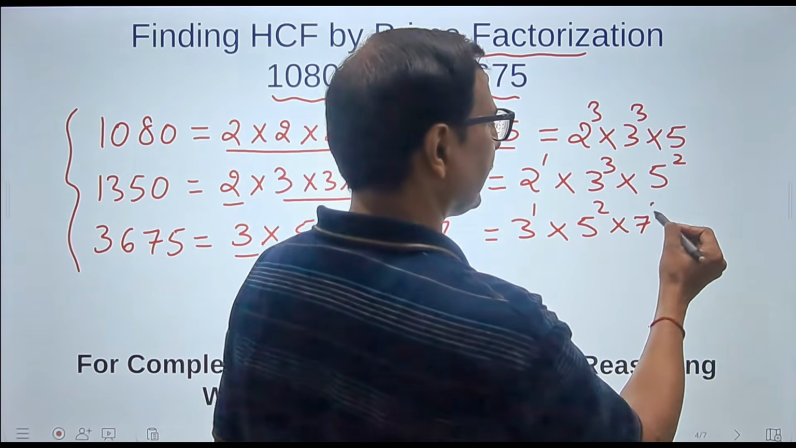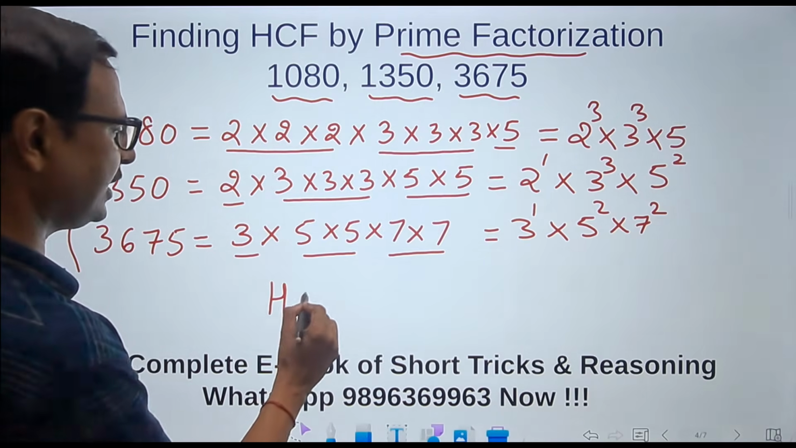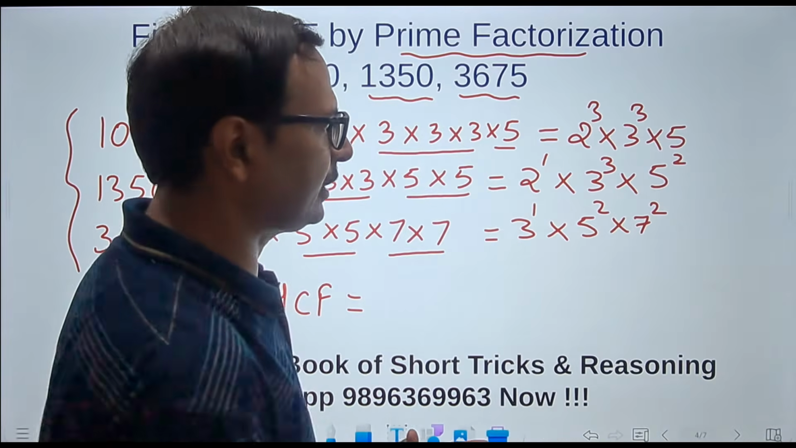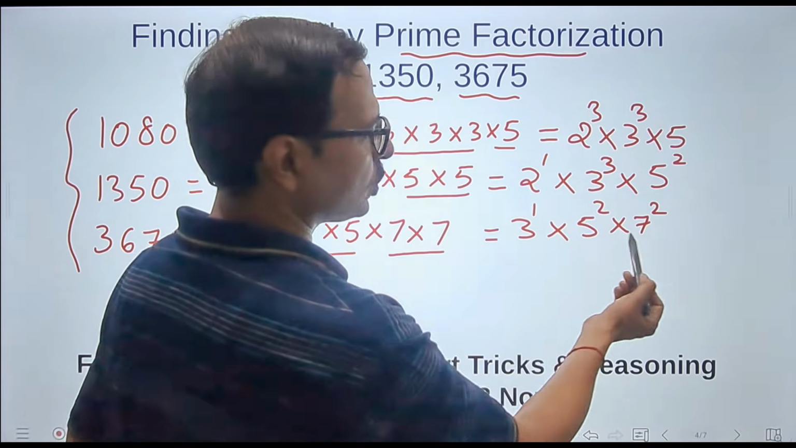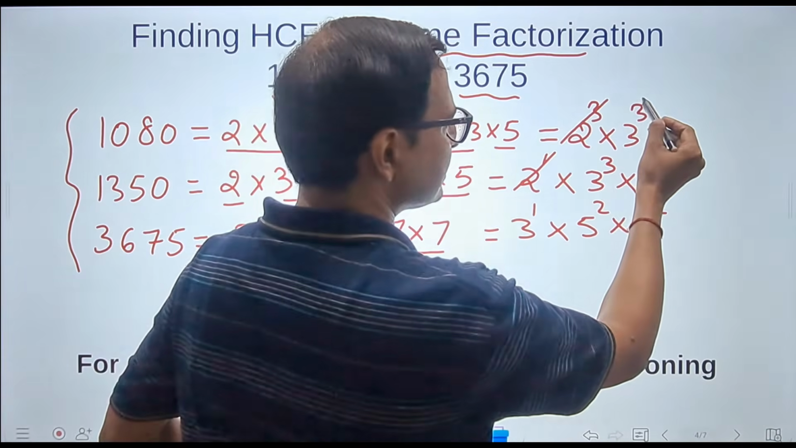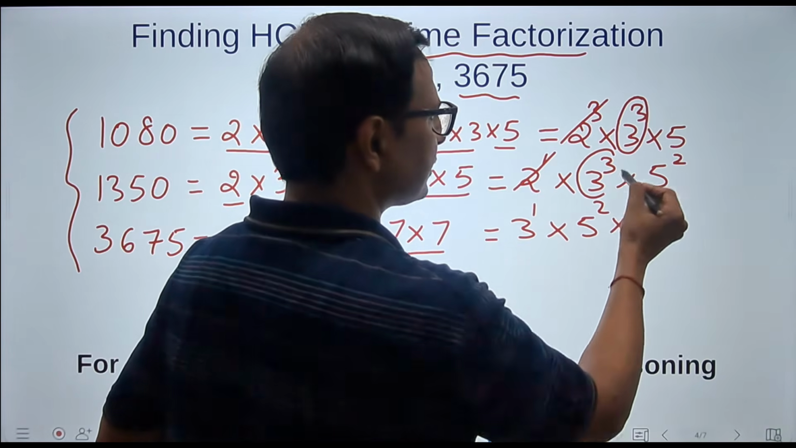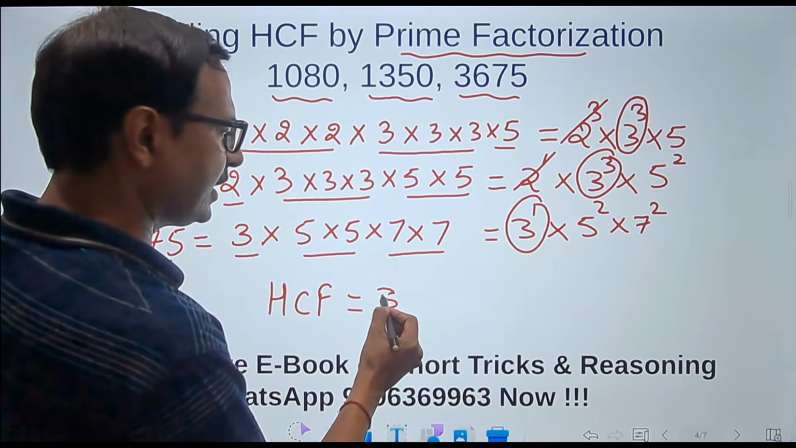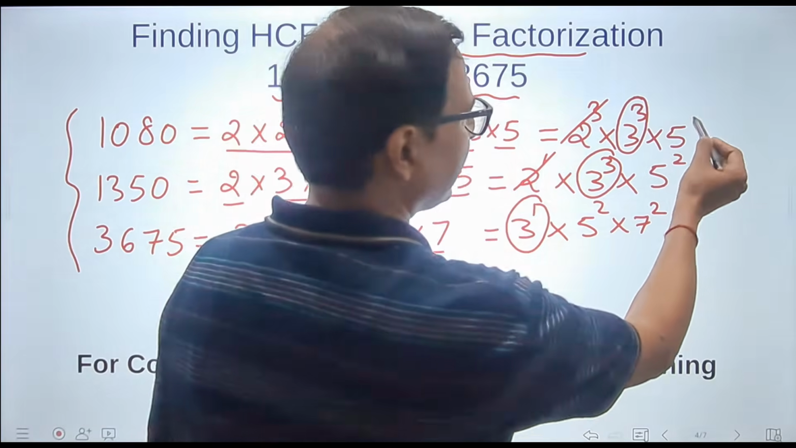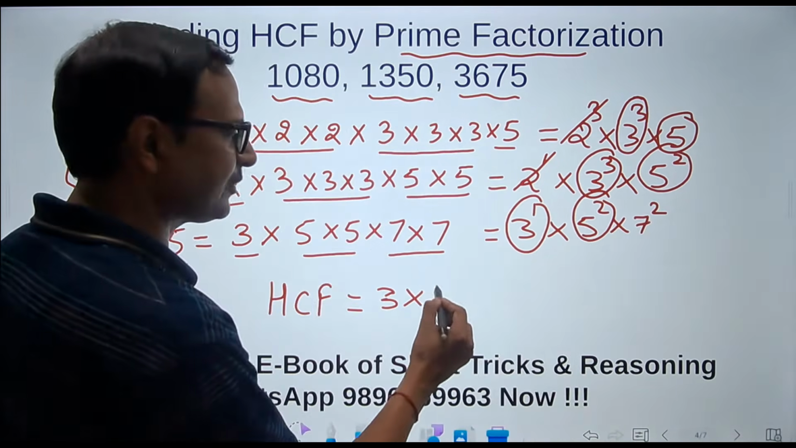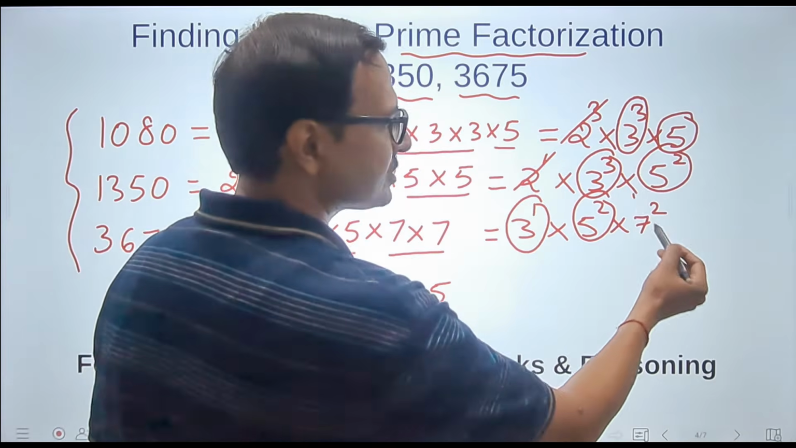Now if I want to find the highest common factor of the 3 numbers, I just have to pick up which factors are common in all the numbers. See, there is no 2 here, so this is cancelled out, right? Now between the 3's, we have 3 power 3, 3 power 3, 3 power 1. So the common factor is just 3 power 1, okay? And then between the 5's, 5 power 1, 5 power 2, 5 power 2. So the minimum power is 5 power 1, and the 7 is not a common factor.